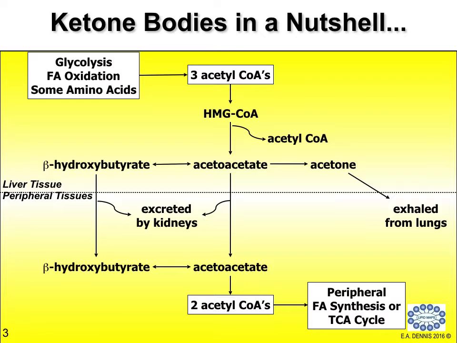The ketone bodies are synthesized mainly in the liver, but then they can be transported to peripheral tissues where, if they're not excreted by the kidneys, they can again be interconverted to one another, and the acetoacetate can be broken down further to acetyl-CoAs, where they may result in fatty acid synthesis or in oxidation through the TCA cycle.